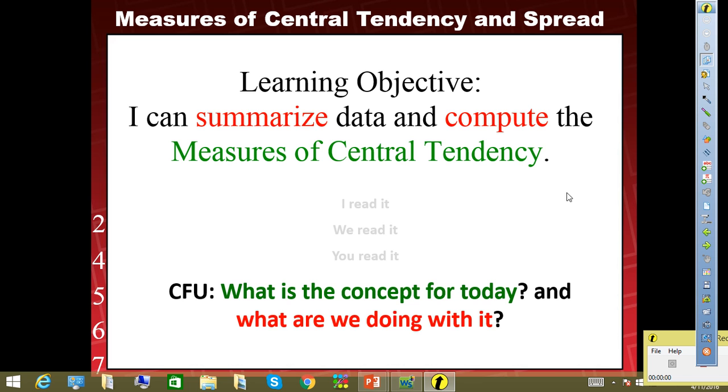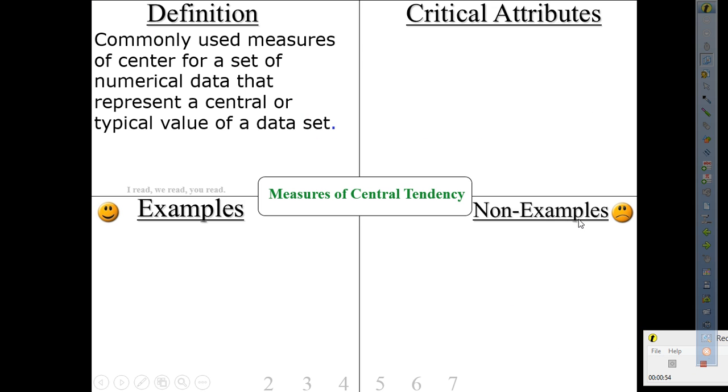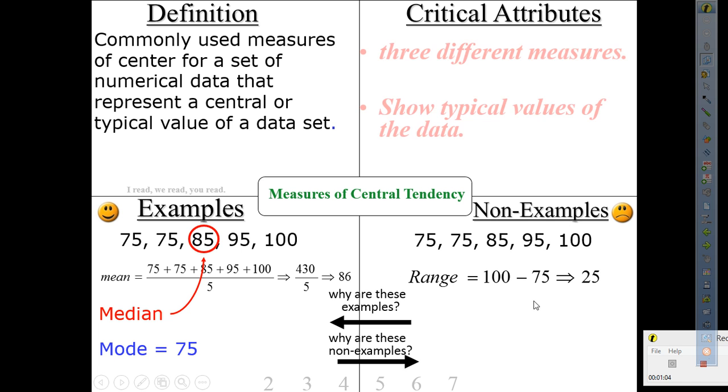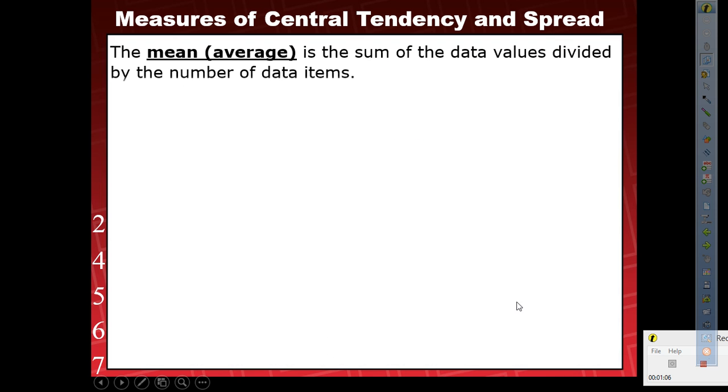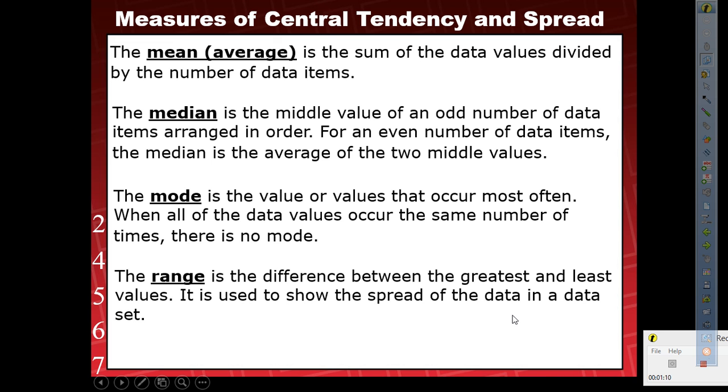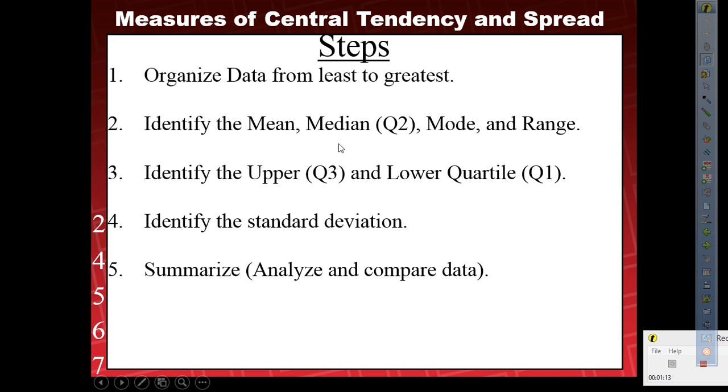So the range is not part of it, and I clarified that when we did the FAIR model. Remember that? We said the mean, median, and mode are the measures of central tendency. The range was not, but we were going to be finding the range. Is that correct? So from there, we had some definitions. We did not need to write those down. We actually worked those out. Remember that? We wrote steps 1 and 2 of the process, which was organize data from least to greatest and identify mean, median, and mode, and range.